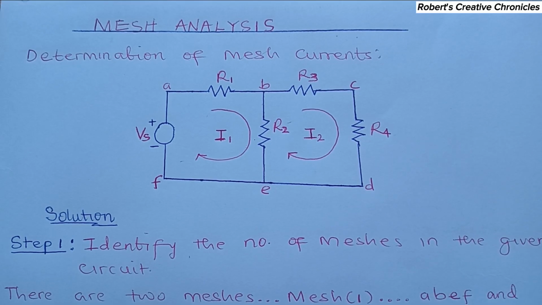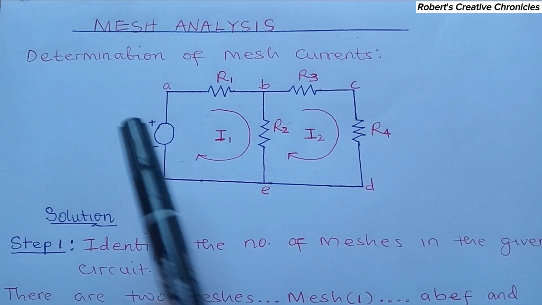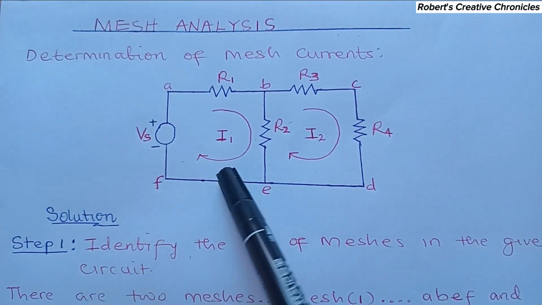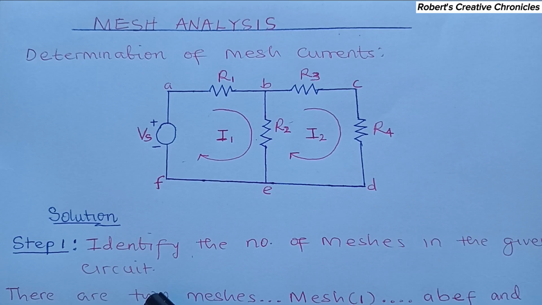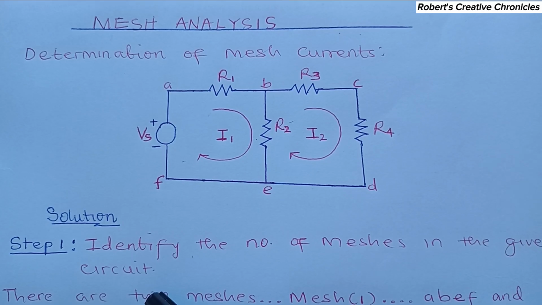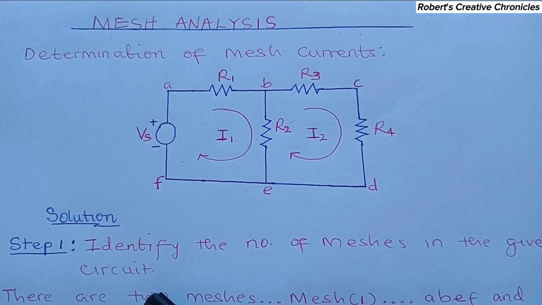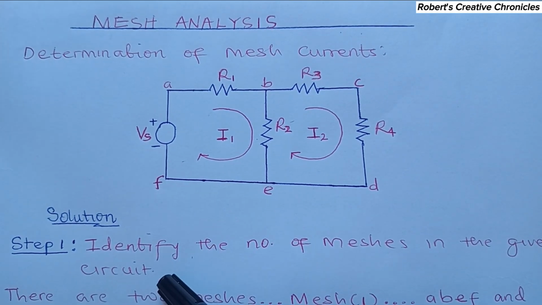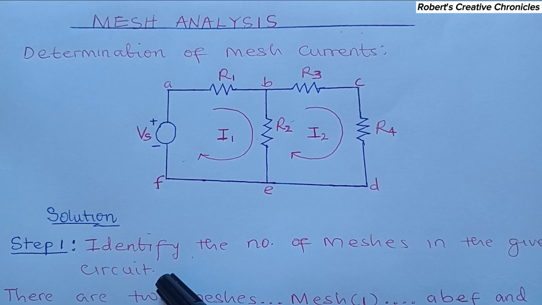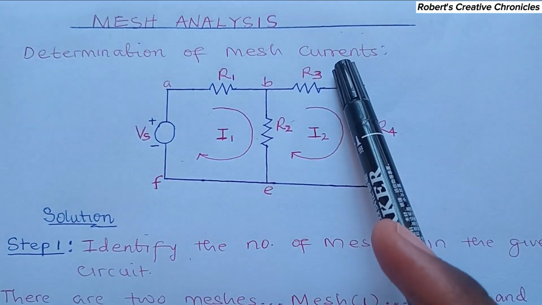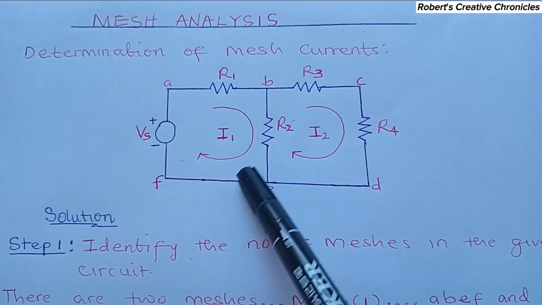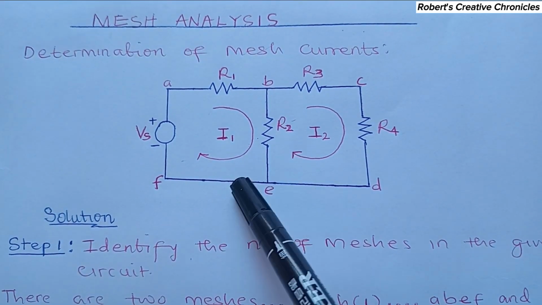So today, I'll be teaching you about mesh analysis. Mesh analysis is a method of analyzing circuits that uses mesh currents as the circuit variables. This method uses Kirchhoff's voltage law and Ohm's law to analyze circuits, but it always uses mesh currents as circuit variables. So at the end of this analysis, you're going to find the mesh currents.